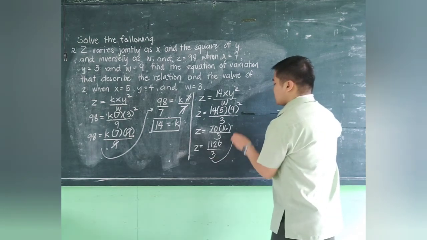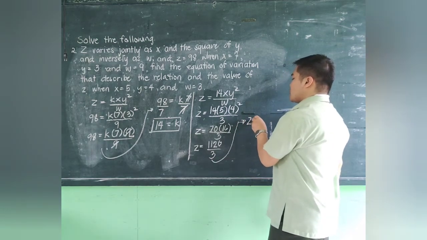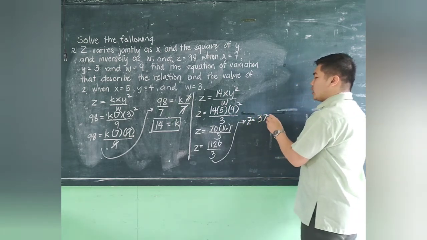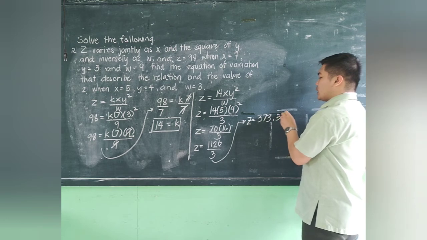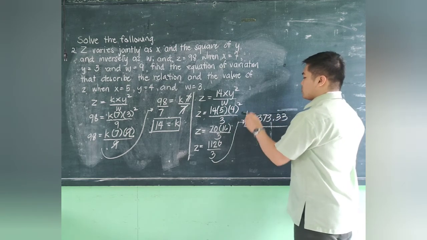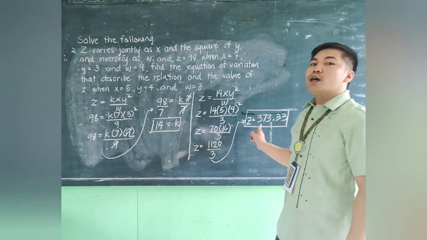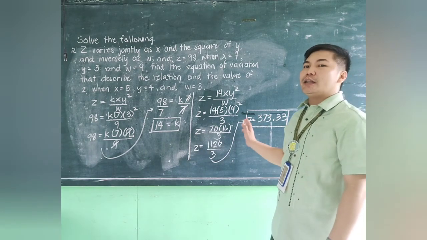So z is equal to 373.33 or 373 and 1/3. So pwedeng decimal, pwedeng fraction.